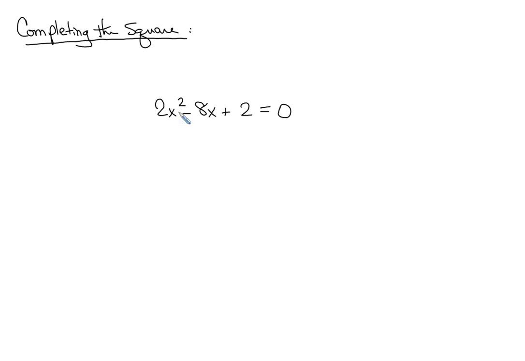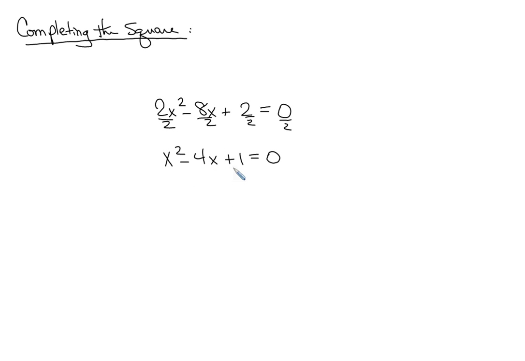And the first thing that you did is you made it 1x squared. If it was not a 1 there, you had to make it a 1 in front of the x squared term. So you divide everything by 2. So that gives us x squared minus 4x plus 1 equals 0. The problem is this won't factor. And so what we do is we do completing the square.